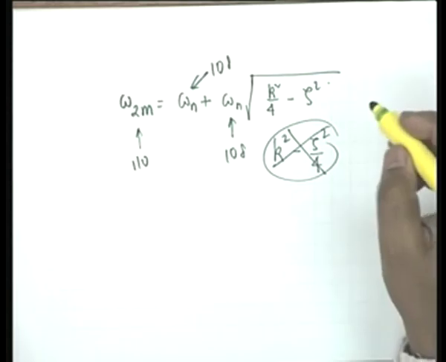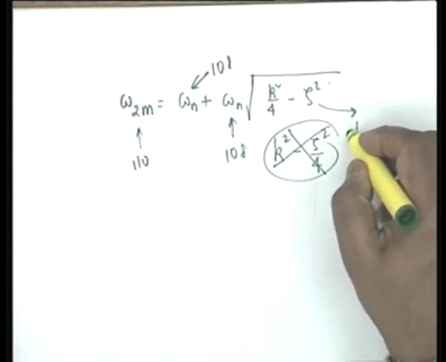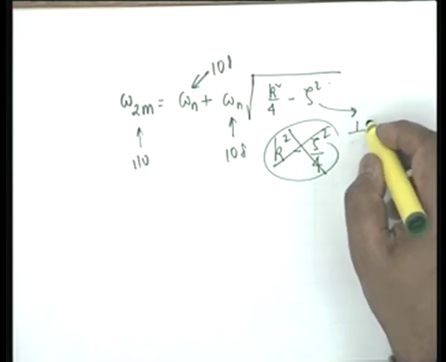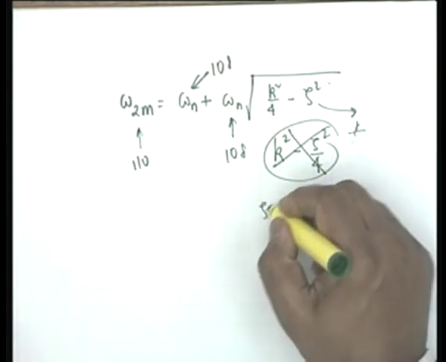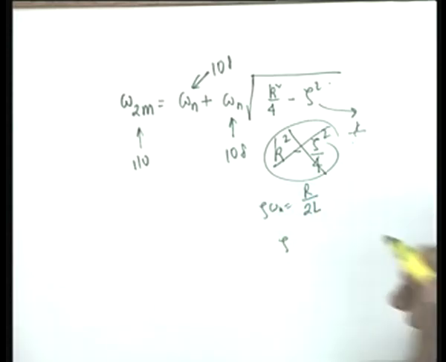All that we are given now is this is 110, this is 108. K is not known, but zeta, how do you find zeta? Zeta omega n is equal to R by 2L, from which you find out zeta.